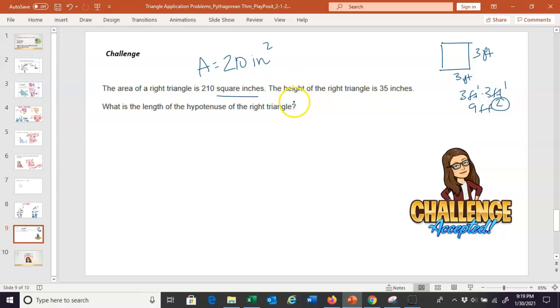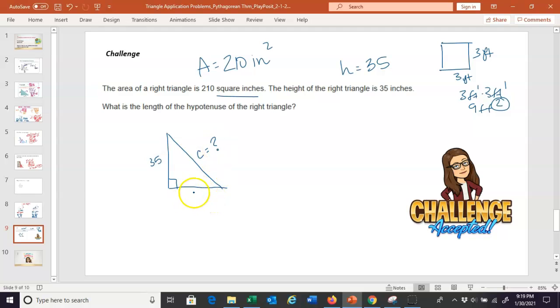The height of the right triangle is 35 inches. What is the length of the hypotenuse? Ooh, so let's draw it. That would be helpful. And I have to say, that's a pretty good freehand right triangle, considering. So the height is 35, the area is 210 square inches, and we're looking for the hypotenuse.